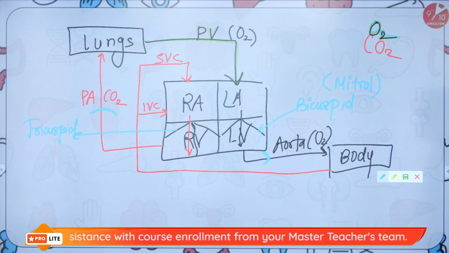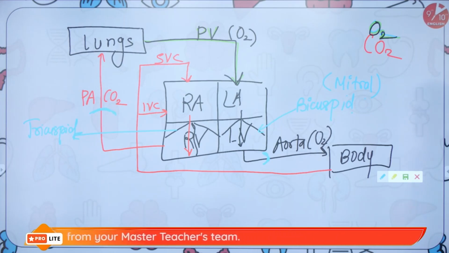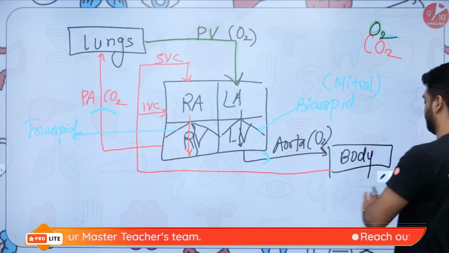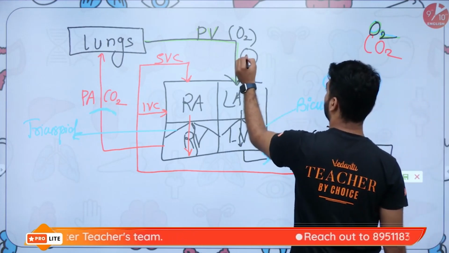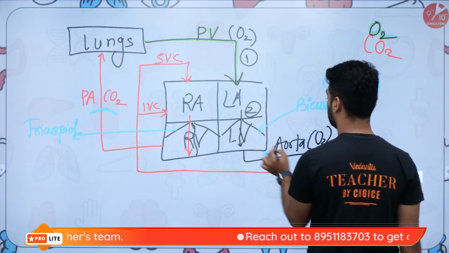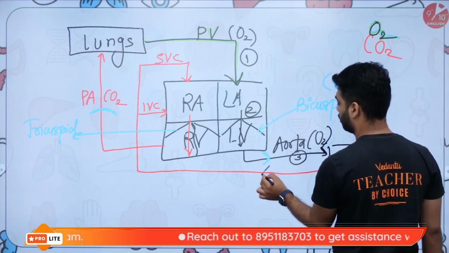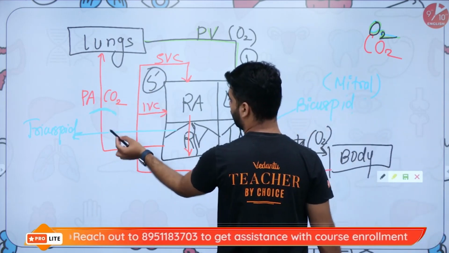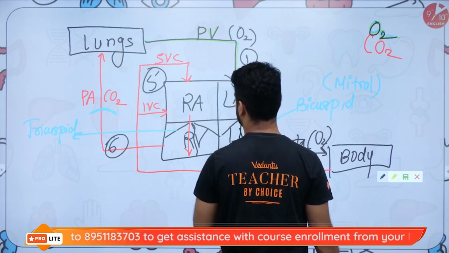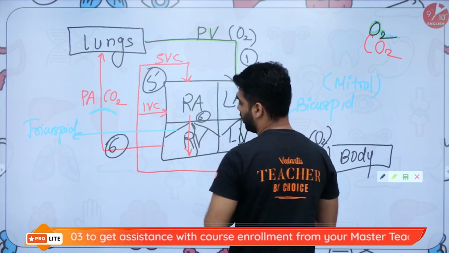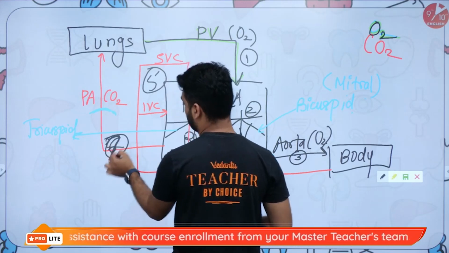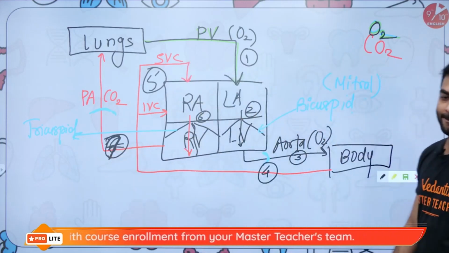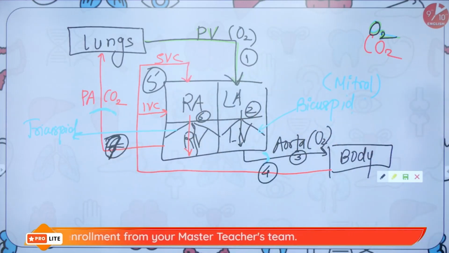So you can take a pic of it or you can draw it as per your convenience also. I have just given you a basic diagrammatic representation. So if I just go on numbering, this becomes your 1, this becomes your 2, 3, 4, 5 and 6. Okay, 6 and 7. 7 steps of blood circulation.